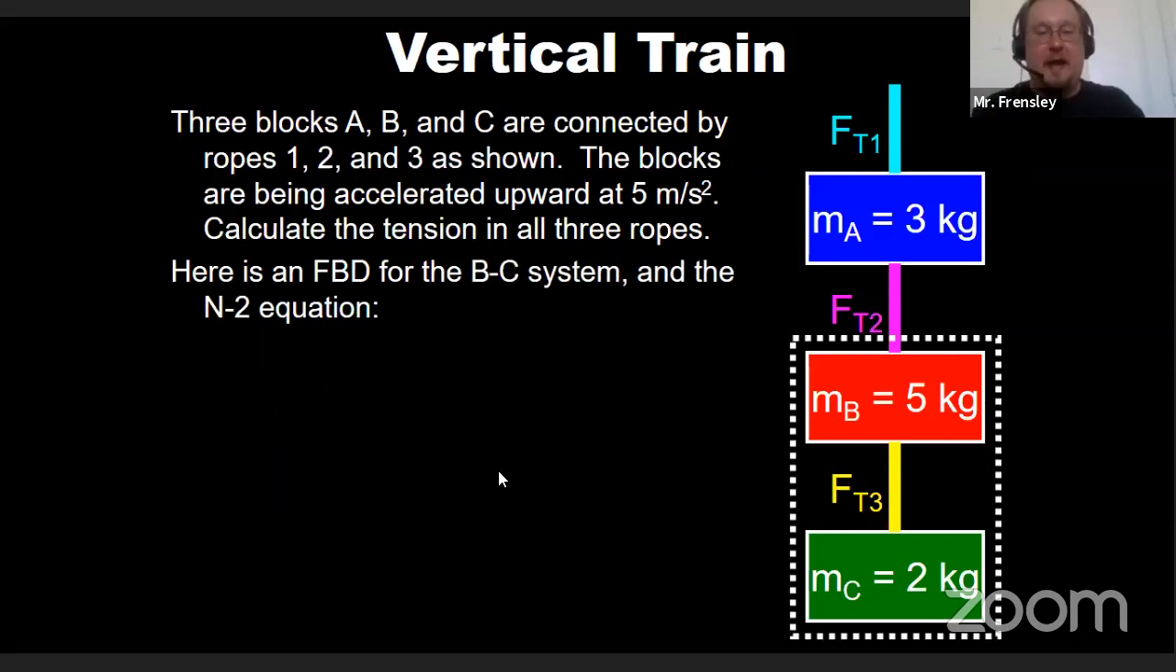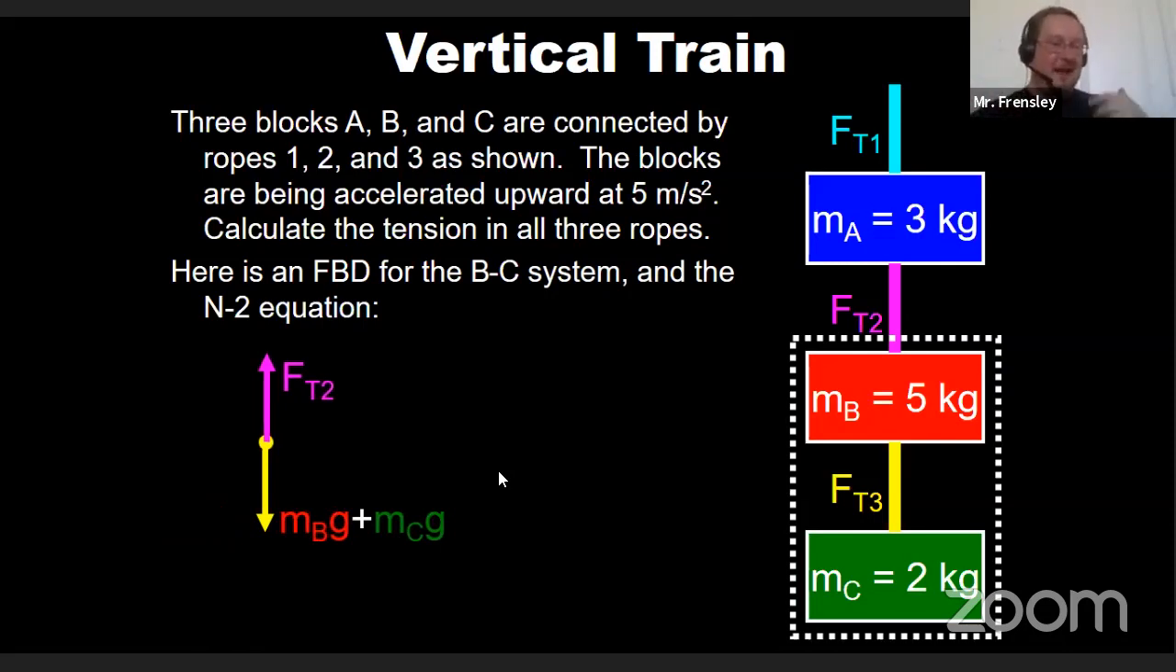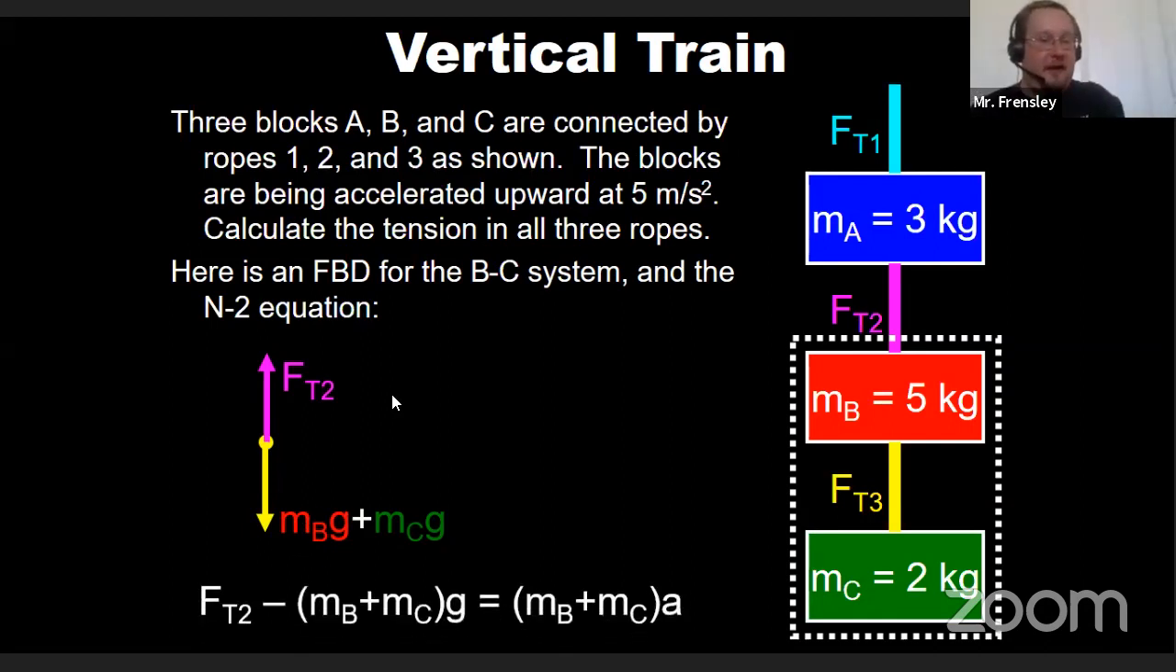So instead, I'm going to look at blocks B and C together. Treating them as a single object, I've got tension 2 up. I've got their combined 80 newtons down. I'm using g equals 10. I've got 80 newtons down. So this is going to be a very easy equation.